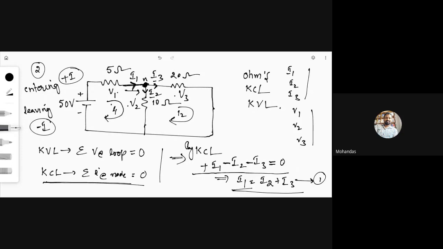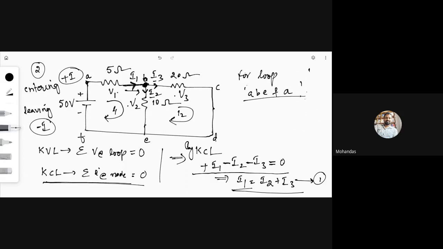Now, write the KVL in this loop 1. All of you listen carefully. Here I am writing the KVL equations for this loop. Let us take the points A, B, C, D, E, F. So loop 1 is the loop A, B, E, F, A. What is the KVL equation? The algebraic sum of all voltages in a loop is equal to 0.